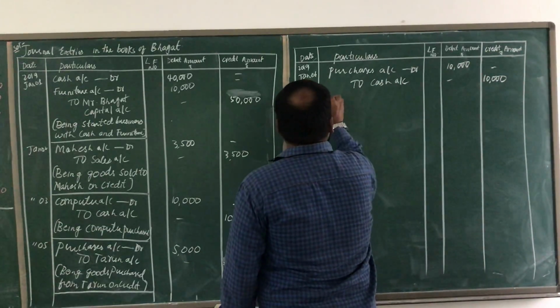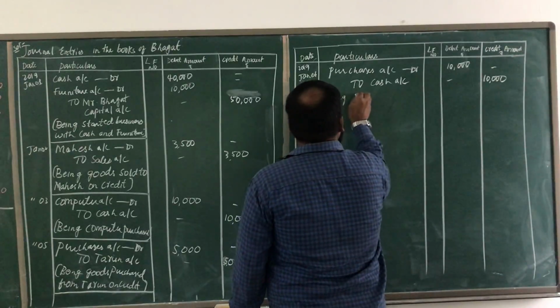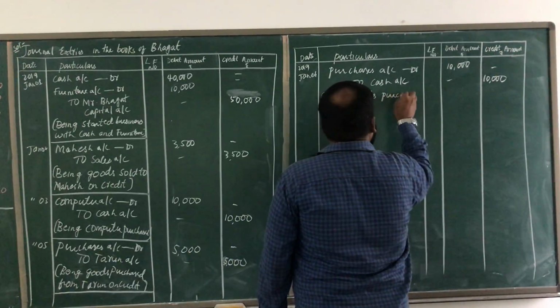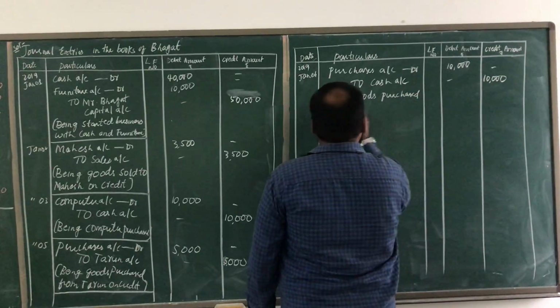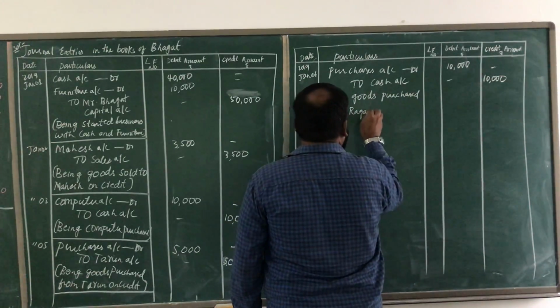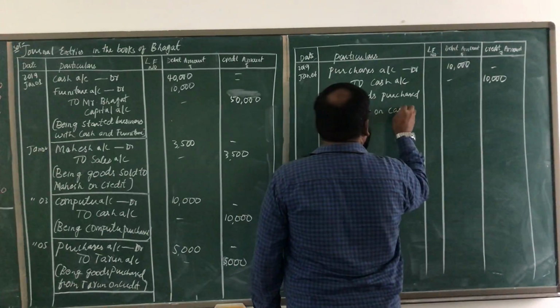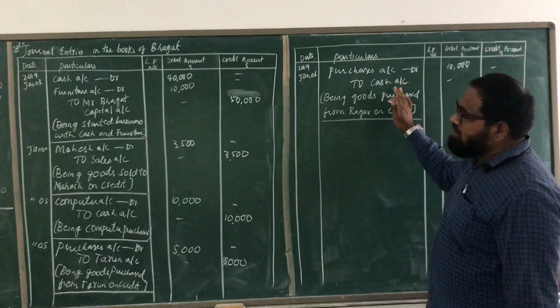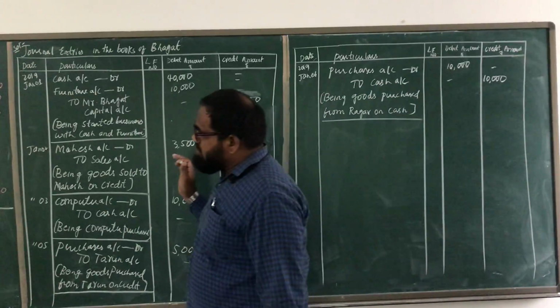Being goods purchased from Raghav on cash. Why? Because it is a cash transaction. So this is the description of the entry. Now come to the next entry.